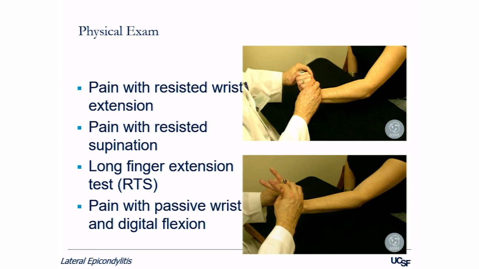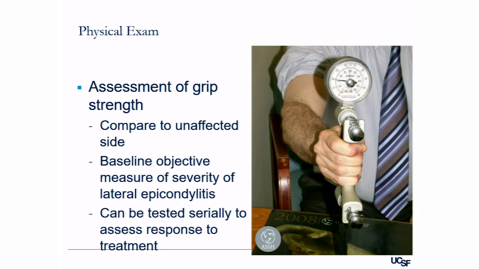Test for pain with resisted wrist extension and supination. I usually have them give me the finger and hold it up and see if that's painful. And then certainly you can have the therapist assess grip strength compared to the other side. This is rarely done, but this was actually a slide from one of my therapists.